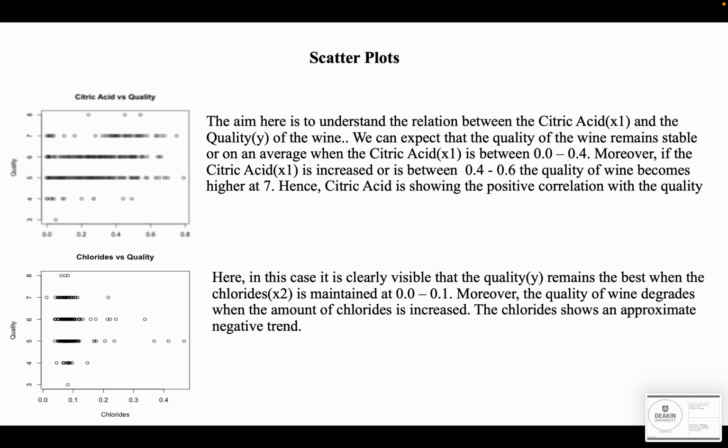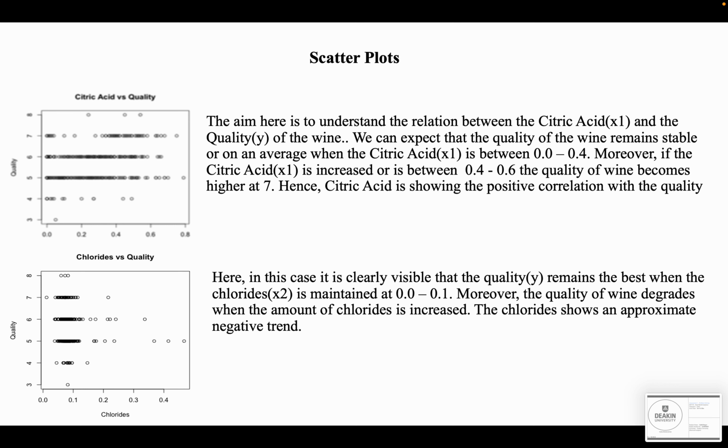Starting with these scatter plots, I have compared the x1 variable with the y, which is quality. So starting with citric acid and quality. The aim of using scatter plots is to understand the relationship between citric acid, which is x1, and quality, which is wine. We can expect that the quality of wine remains stable or average when the citric acid is between 0.0 to 0.4. If the citric acid is between 0.4 to 0.6, the quality of wine also becomes higher at 7. So there is a positive relation.